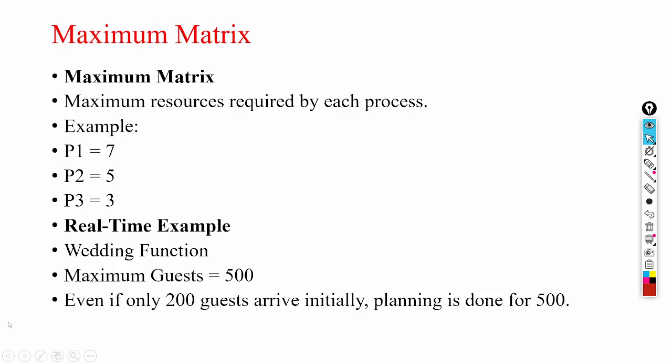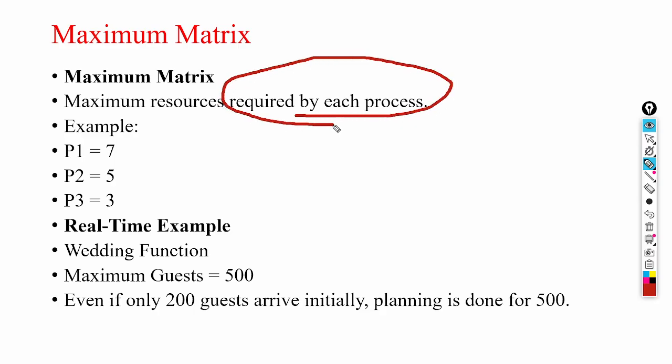The next one is the maximum matrix. The maximum matrix represents the maximum resources required by each process. For example, P1 may require 7 resources, P2 may require 5 resources, P3 may require 3 resources. This information helps the operating system predict the future resource requirements and make safe allocation decisions.